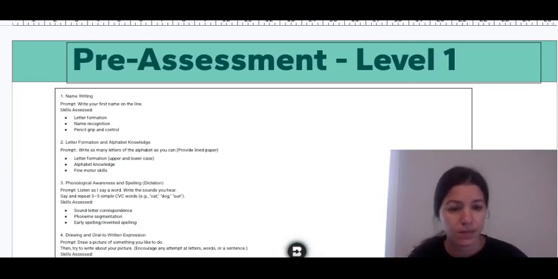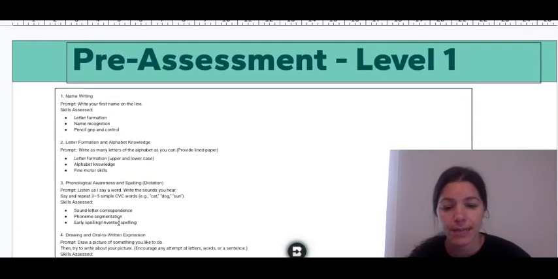Are they writing words with CVC patterns? Can they write beyond CVC patterns? Can they write words with long vowel patterns? Are they spelling words correctly with long vowel patterns? Can they write multisyllabic words? What does that look like? And then can our students write? Can they respond to a prompt? And then analyzing their writing.